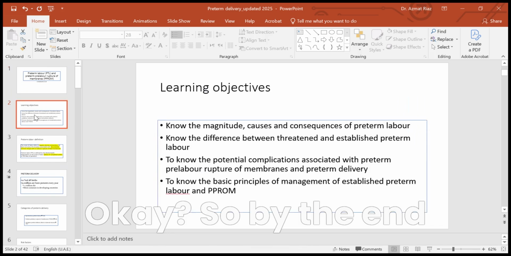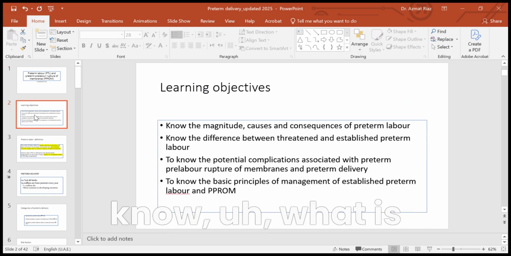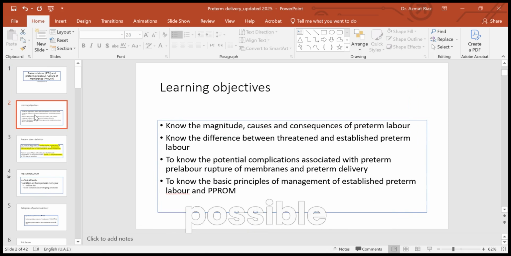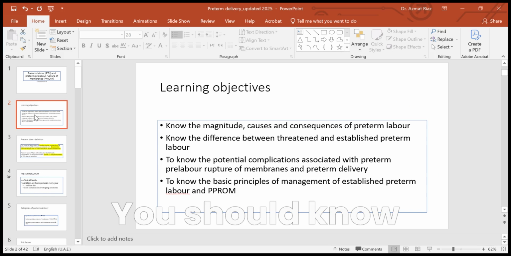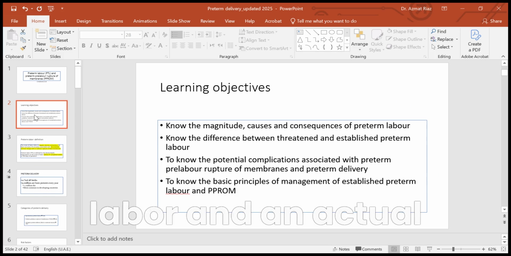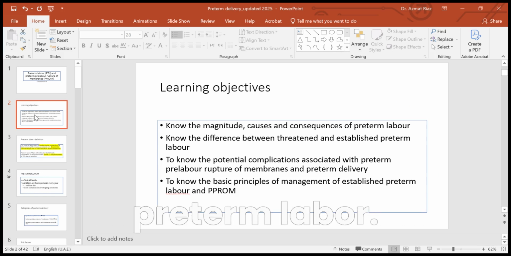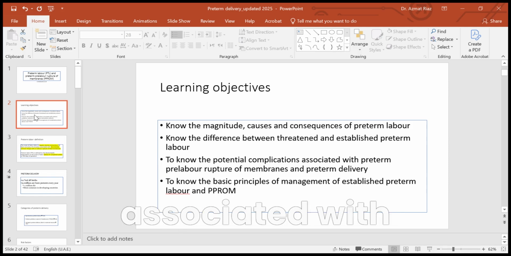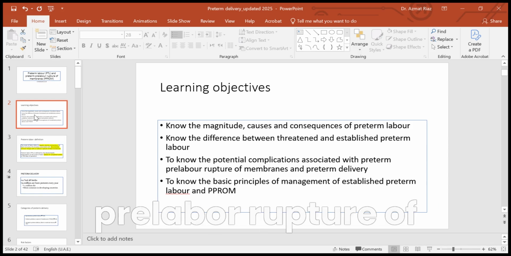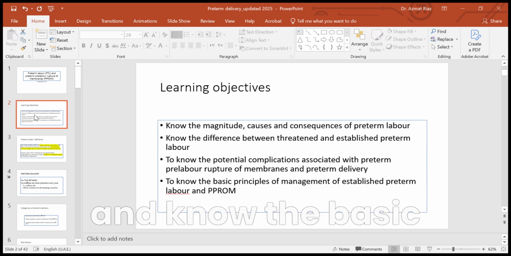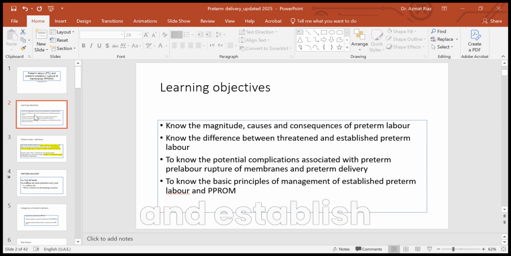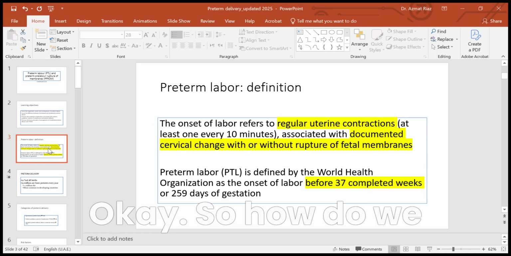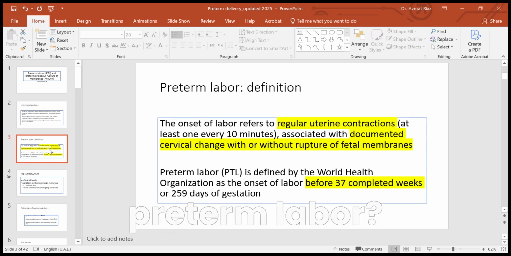By the end of this lecture, you should know the magnitude, what causes, and what the possible consequences of preterm labor are. You should know the difference between a threatened preterm labor and an actual or established preterm labor. You should be able to know the potential complications associated with preterm pre-labor rupture of membranes and preterm delivery, and know the basic principles of management of an established preterm labor and when the membranes are ruptured prematurely. So how do we define preterm labor?